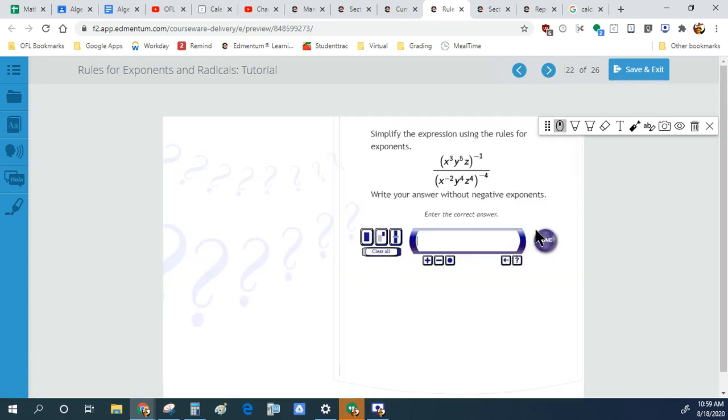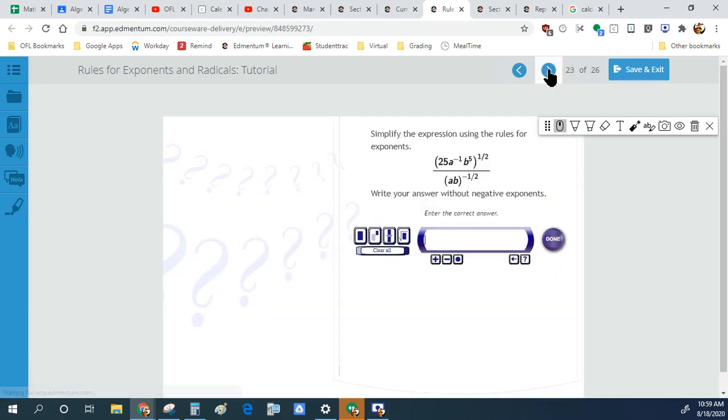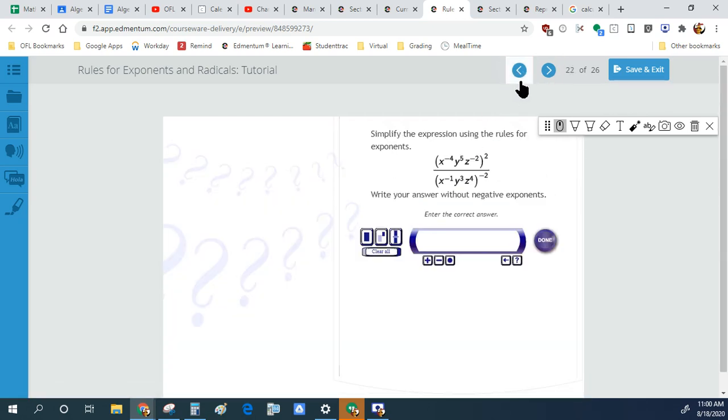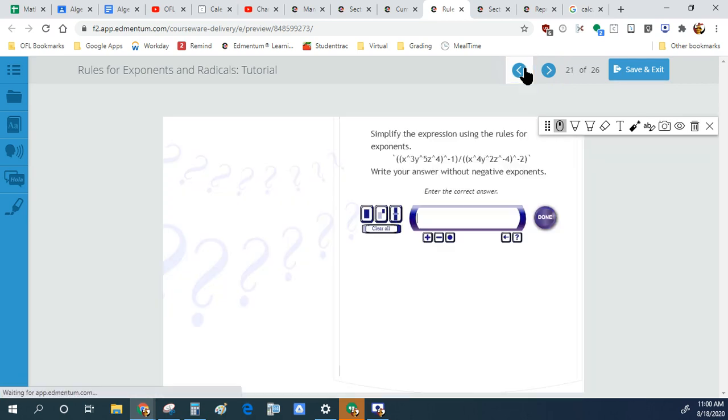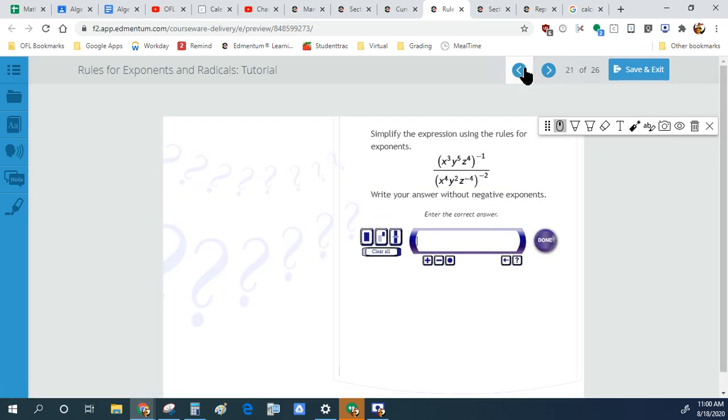All right, and then how many are left? There's a couple of these left. I should be able to do it in time. This is the one that's not the one we just did. Oh, these change. I did not realize that these change.